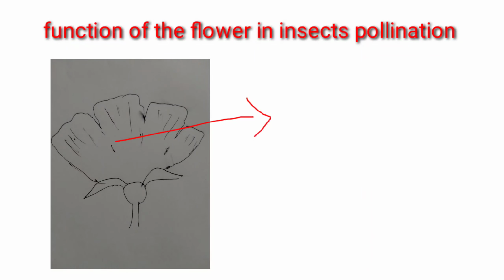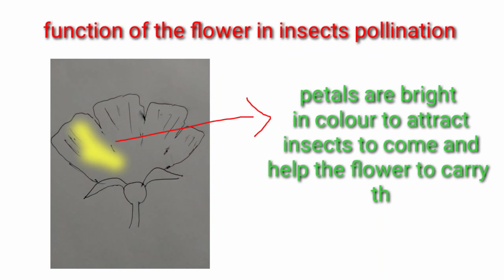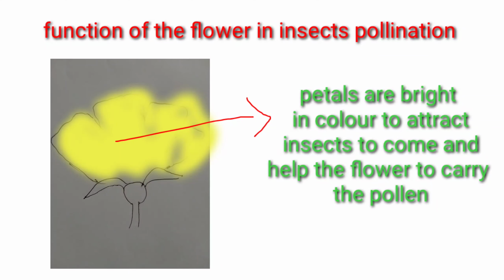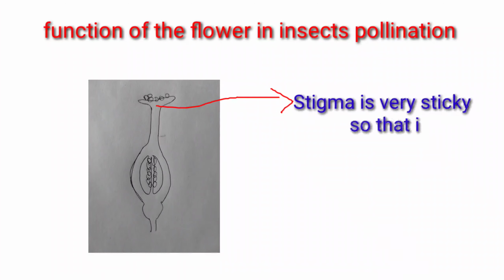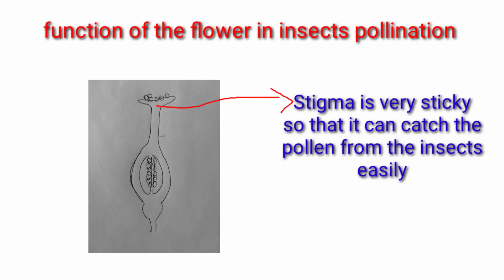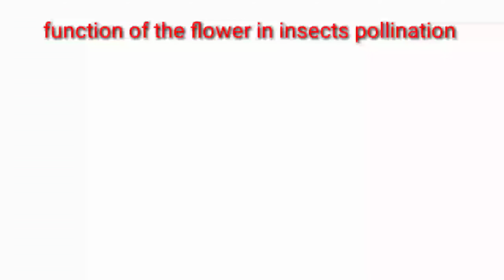For insect pollination, the petals of the flowers are also important. They must be bright in color to attract insects to come and help the flower to carry the pollen. In insect pollination, the stigma of the flower is also important. The stigma is very sticky so that it can catch the pollen from the insect easily. So these were the functions of the flower in insect pollination.